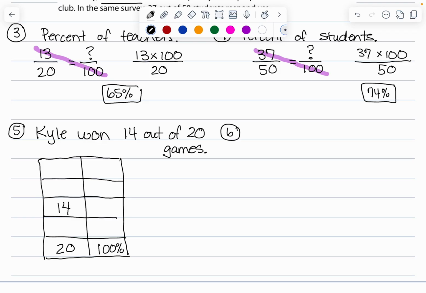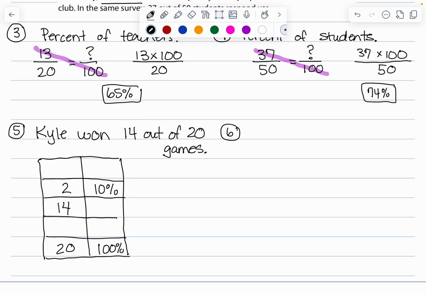So I'm going to start by finding 10%. I can find 10% by taking 100 and dividing it by 10. 100 divided by 10 is 10. So 20 divided by 10 is 2. So I know that 2 games is 10%. Now I don't need any more benchmark percents because I can turn a 2 into a 14. 2 times 7 is 14.